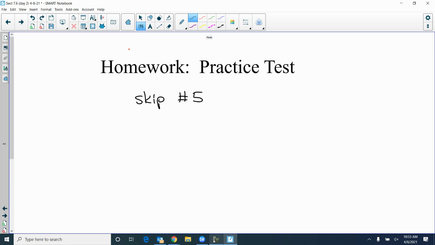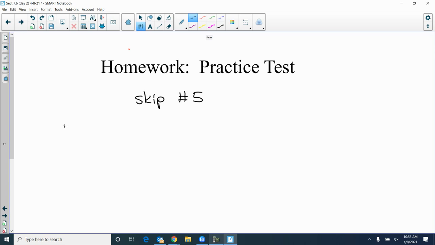A couple of things while you guys are messing around with your polar graphs. For everybody else, skip number 5. There will not be any area problems on the test. Here are the three formulas I will give you.